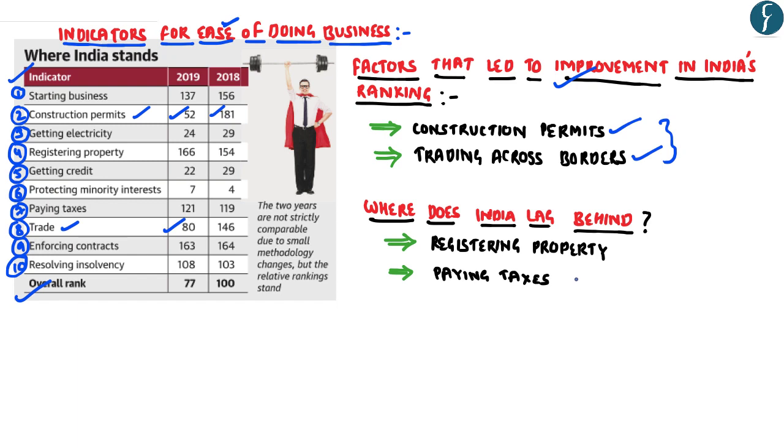At the same time, this article highlights that India has a long way to go with respect to two parameters, and these parameters are registering property and paying taxes. Wherein you can see in this particular table, for both these parameters, India's ranking is considered to be considerably poor. So having understood what factors led to improvement in India's ranking and on which parameters India still lags behind, let us try to understand some overall criticism against the Ease of Doing Business Index.